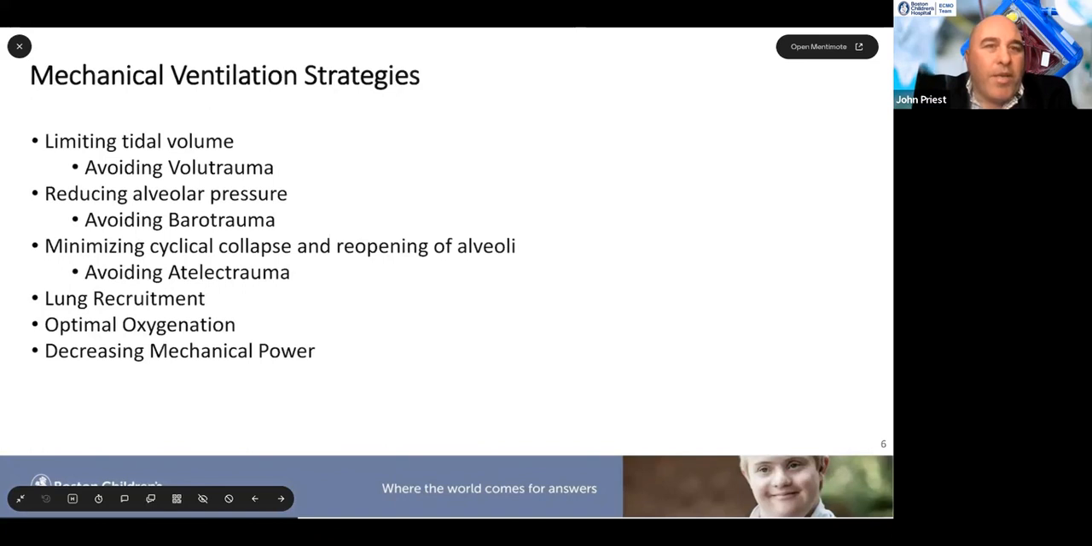Timing of recruitment is very important. If you wait too long to recruit the lung, you're going to spend more time on ECMO. If you go too early, you're going to cause more lung injury. Optimal oxygenation: we all know that with these neonatal patients, we want to avoid high concentrations of FiO2. So again, what's the right percentage of inspired oxygen? And decreasing mechanical power, which we'll get into in a minute, which is an interesting calculation.